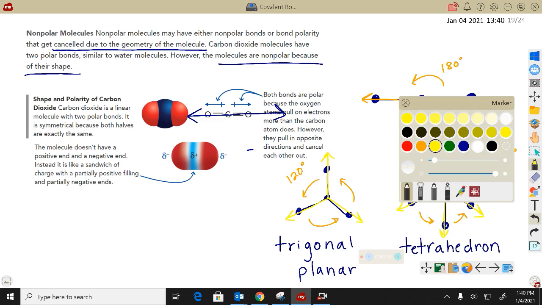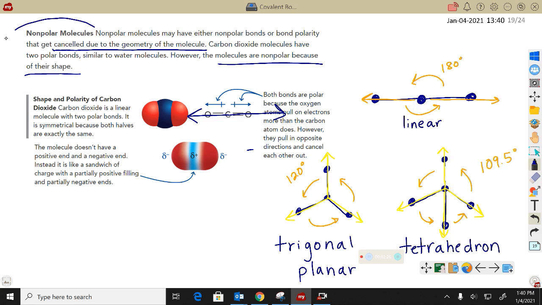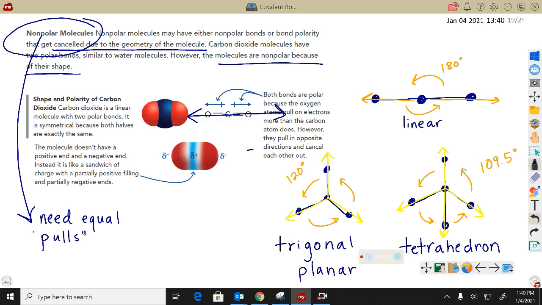So in order to be a nonpolar molecule, nonpolar molecules need equal poles, meaning that the atoms around the outside are the same, so that they have the same electronegativity and they're pulling on the electrons at the same force. I need equal poles at equal angles. So I gotta have all the atoms on the outside the same, and they have to be pulling at equal angles, which is what happens with these three shapes.